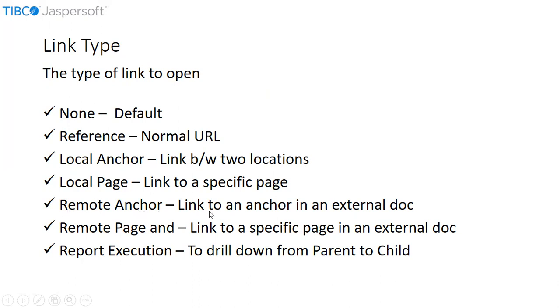Remote anchor. This option is used to link to an anchor in an external document. Remote page. This is similar to remote anchor, but it links to a specific page in an external document. Again, to work with this property, we need to specify the page numbers in the report. Report execution. This property is used to drill down from parent report to child report within the Jaspersoft server.